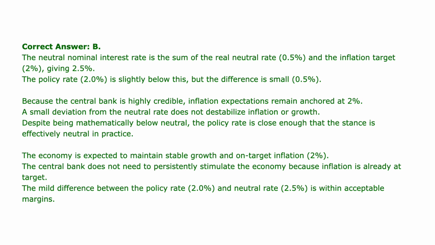The neutral nominal rate equals real neutral 0.5% plus inflation target 2%, equals 2.5%. The policy rate at 2.0% is only slightly below neutral. So with strong credibility, inflation expectations stay anchored at 2%. This stance is effectively neutral, supporting stable growth and target inflation.